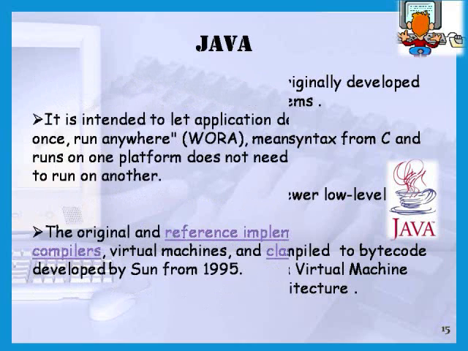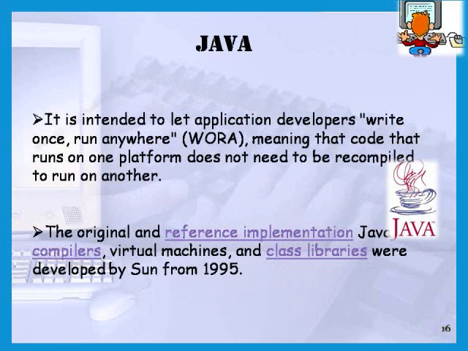It is intended to let application developers write once, run anywhere, meaning that code that runs on one platform does not need to be recompiled to run on another. Java is currently one of the most popular programming languages in use, particularly for client-server web applications, with a reported 10 million users. The original and reference implementation Java compilers, virtual machines, and class libraries were developed by Sun from 1995.